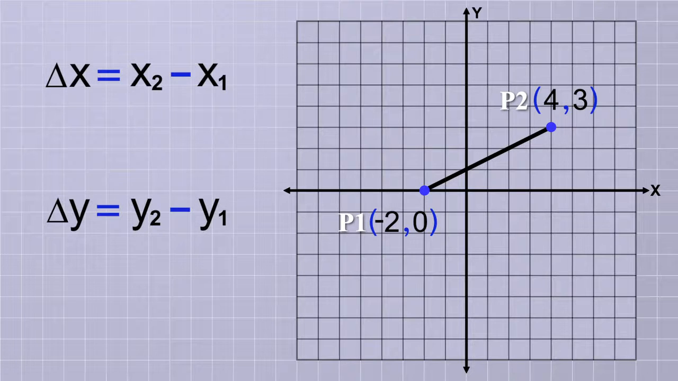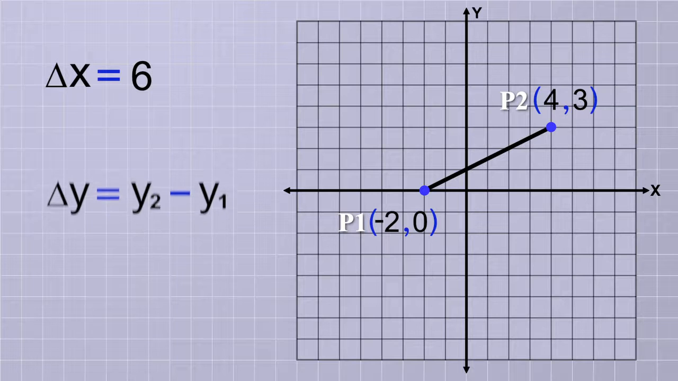Delta x equals x2 minus x1. And in this problem, x2 equals 4 and x1 equals negative 2. So delta x equals 4 minus negative 2, which is just 6. Next we calculate delta y.